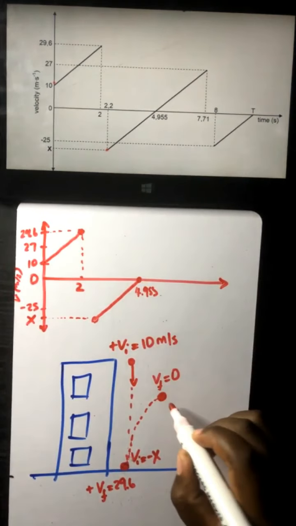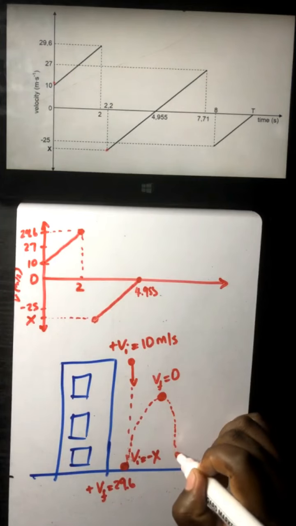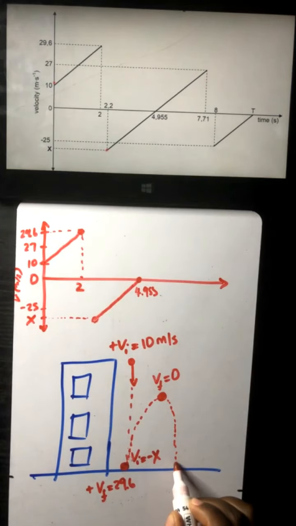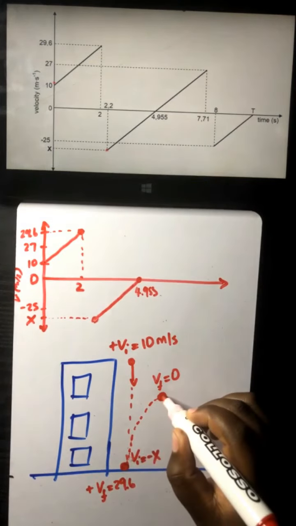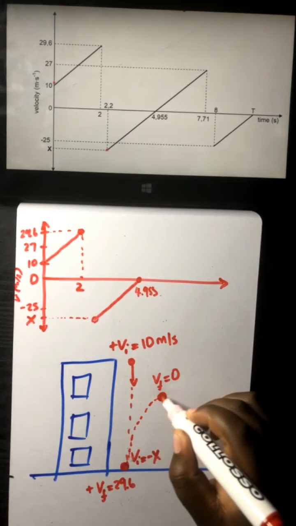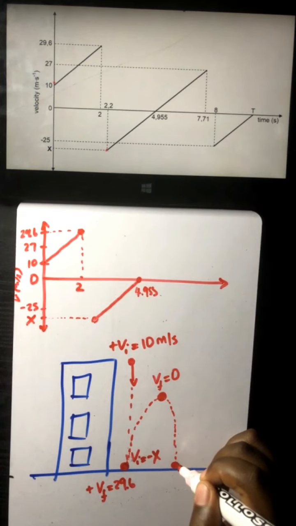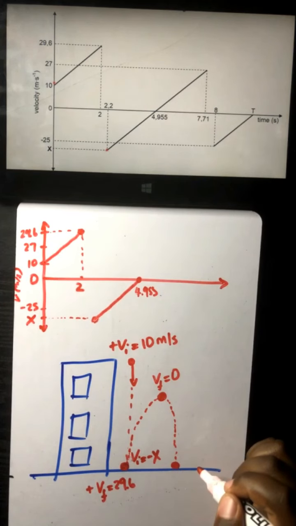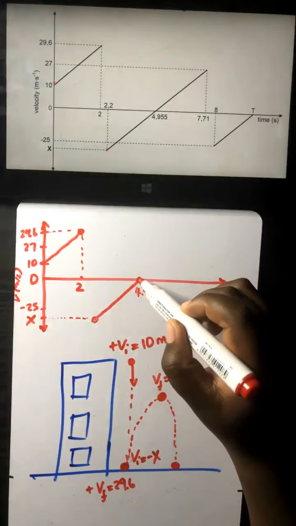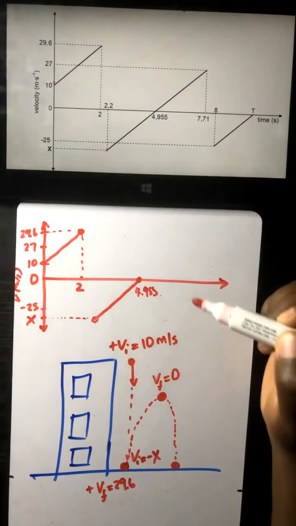So obviously, at that point, it is going to now change direction and strike the ground. So my question to you guys, as it now leaves that maximum point and strikes the ground, what happens to its velocity? Is it a positive velocity? And again, is it increasing or decreasing? It's increasing. The velocity is increasing. And again, in the positive direction, isn't it?